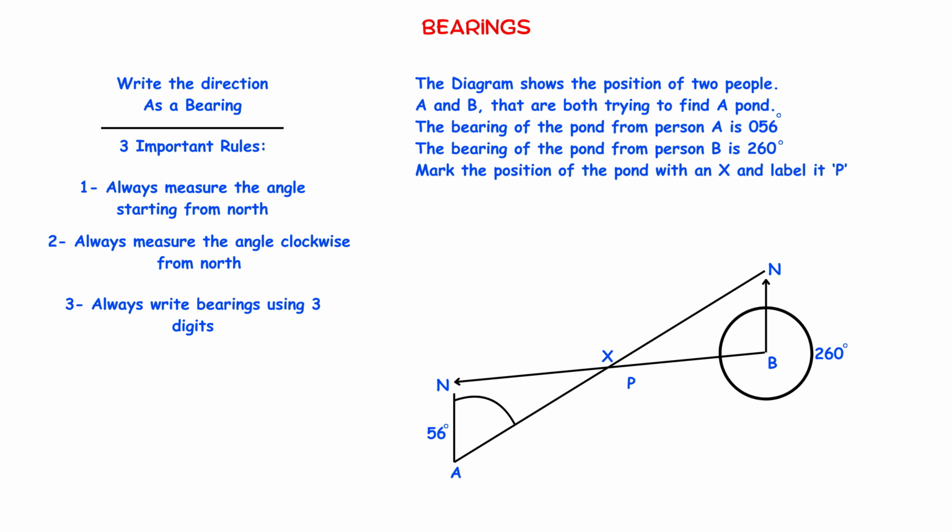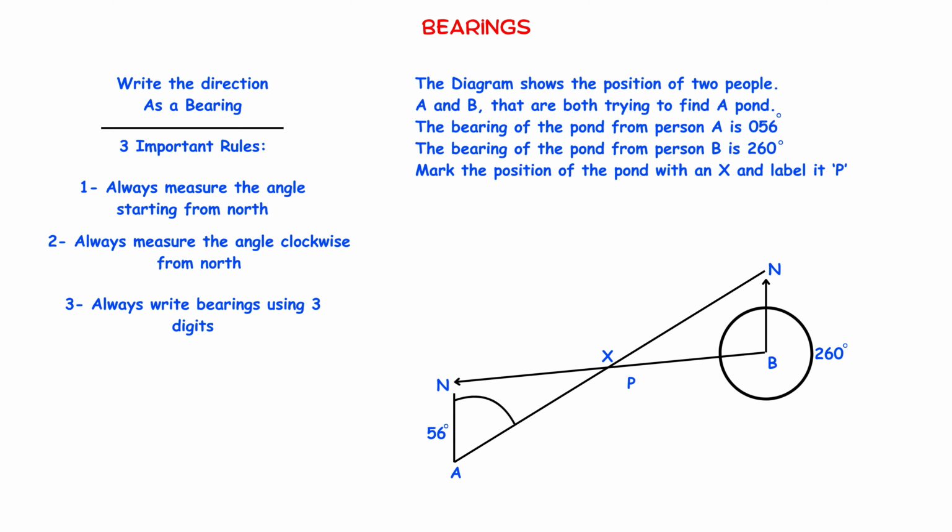Okay, so we're told in the question that the diagram below shows the positions of 2 people, person A and person B, and that both of them are trying to find a pond. Then we're also told that the bearing of the pond from person A is 56 degrees, and the bearing of the pond from person B is 260 degrees, and our job is to mark the position of the pond with a cross and label it P.